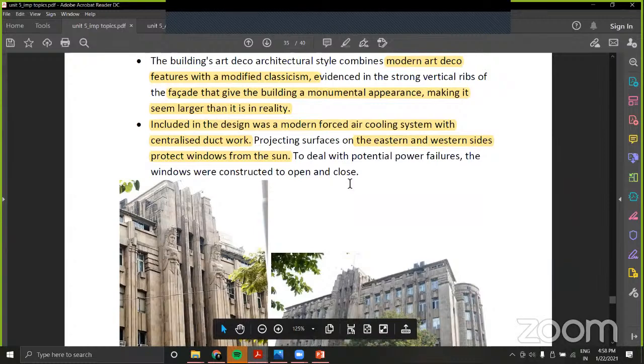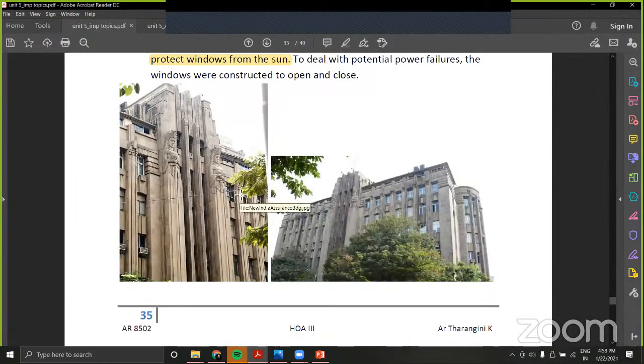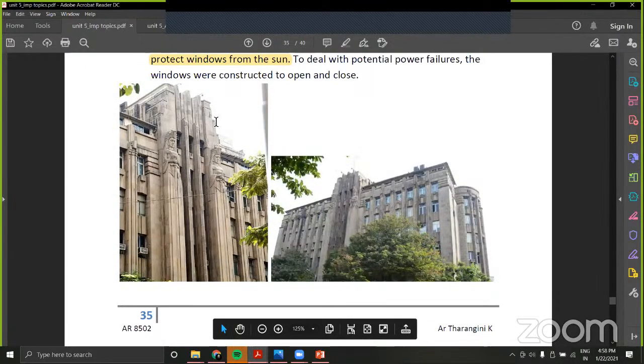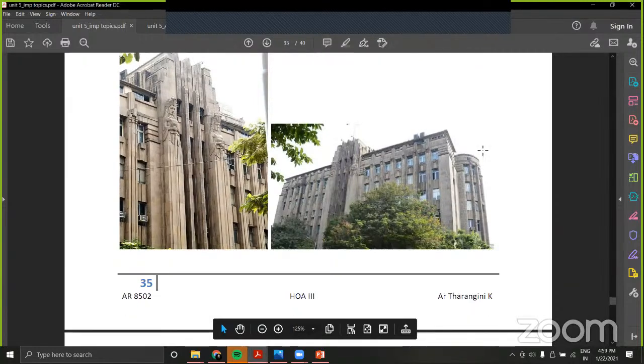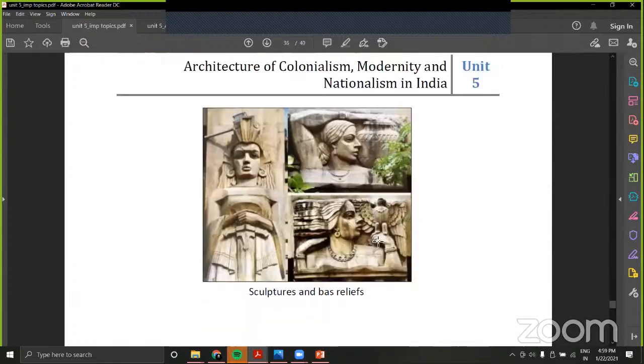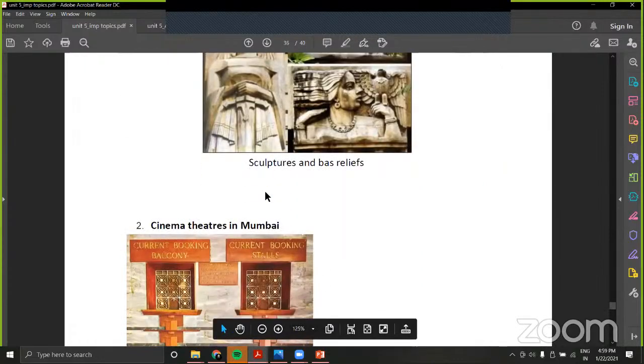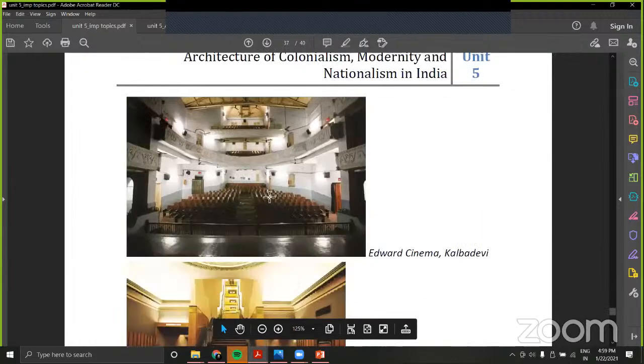So the eastern and western sides protect windows from the sun. To deal with potential power failures, the windows were constructed to open and close, and they also limited the number of details in the facade. They also limited the amount of ornamentation in the facade. They used windows for natural lighting, and they used sculptural elements and bases in a minimum amount of work. Yeah, that's it.